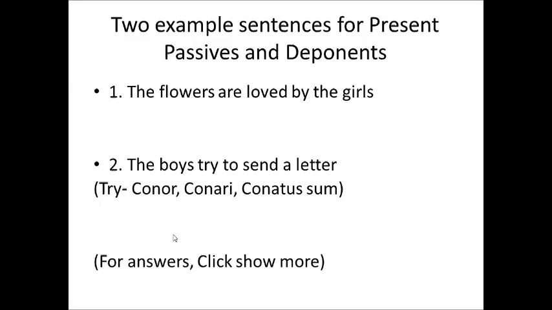Here are two example sentences for the present passives and deponents. We have: the flowers are loved by the girls, and the boys try to send a letter. The verb is conor, conari, conatus sum. That's your deponent verb there. And as you can tell by the A in conari, that is first conjugation, so it's going to look like amor, amare on the slide before. For the answers, click Show More on the YouTube video, and you should have labels number 1 and 2, and the answers will be there.